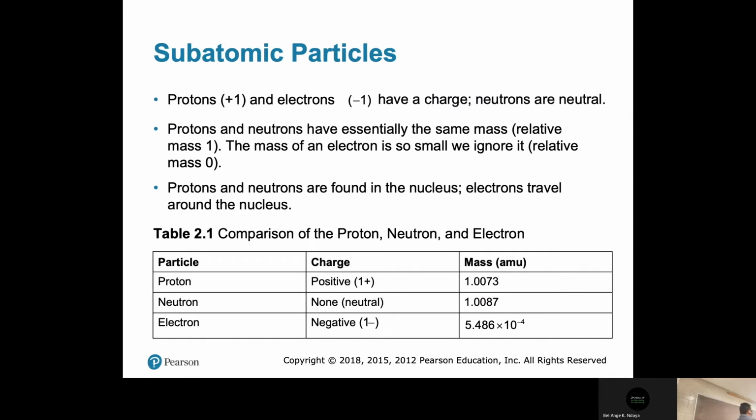So let's talk about the subatomic particles. Dang, it's already 12:08. This class goes by so fast. Sorry, I spent most of the time trying to figure out the technology in this room. It's my favorite class too, so I should do it better.